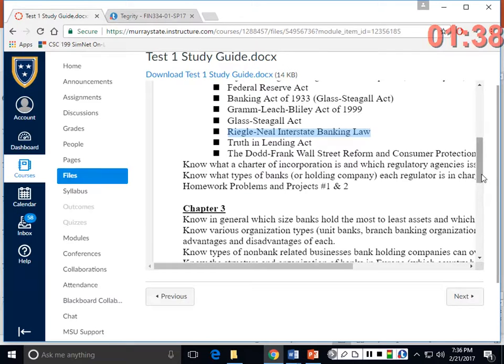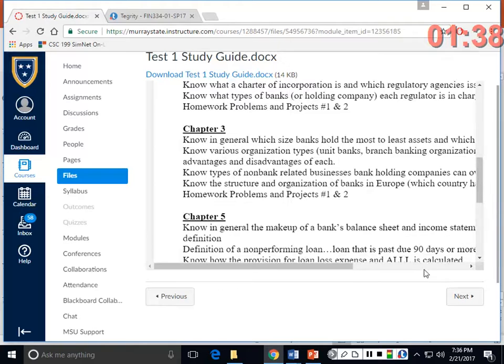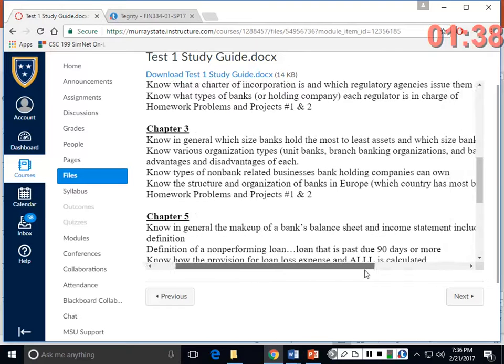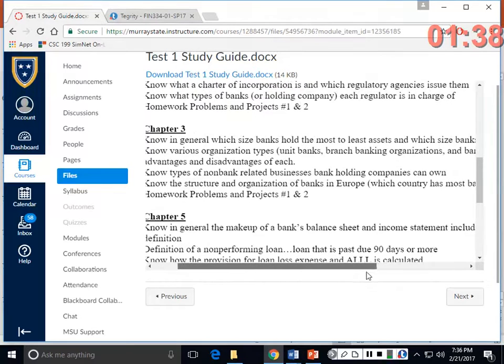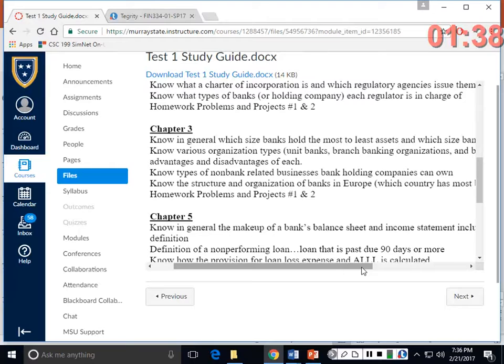Chapter 3, know in general which banks hold the most, the least assets, which size banks are most numerous versus the fewest. Know the various organization types of banks. So what is a unit bank? What is a branch bank? What is a bank holding company? And the advantages and disadvantages of each.